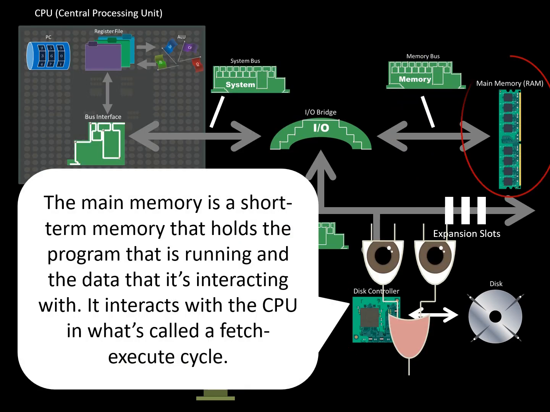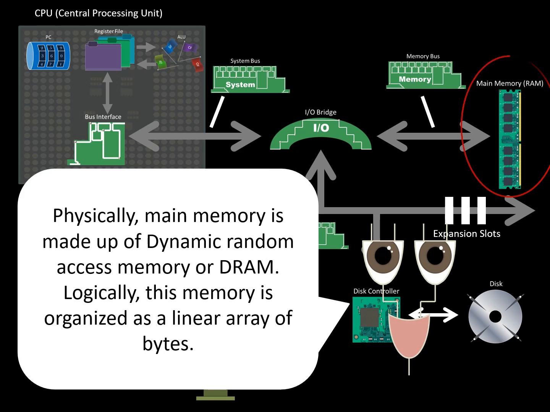The main memory is a short-term memory that holds the program that's running and the data that it's interacting with. It interacts with the CPU in what's called a fetch-execute cycle. Physically, main memory is made up of dynamic random access memory, or DRAM. Logically, this memory is organized as a linear array of bytes.